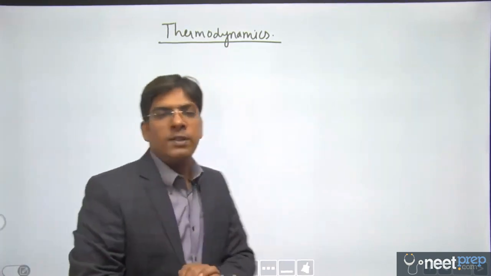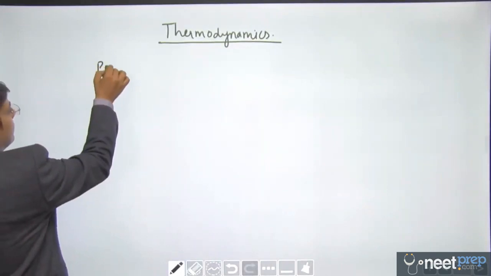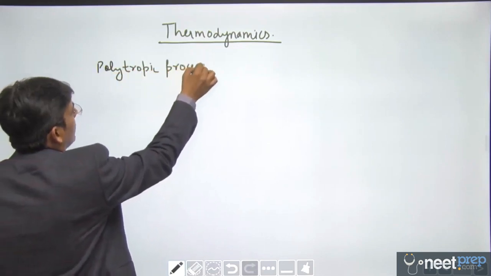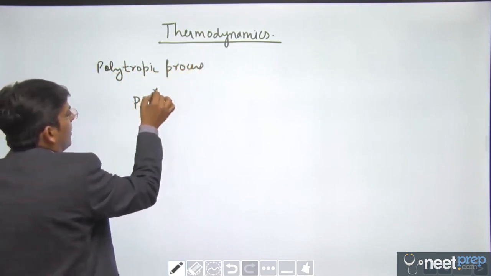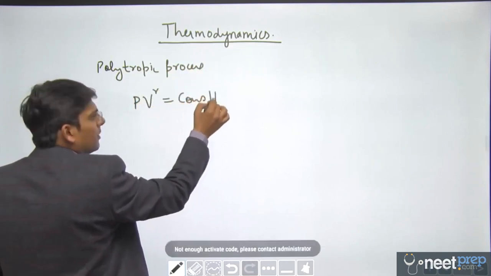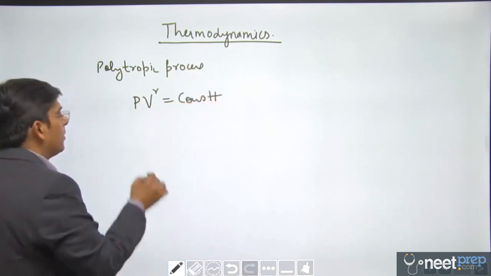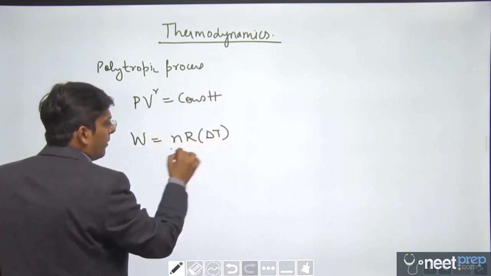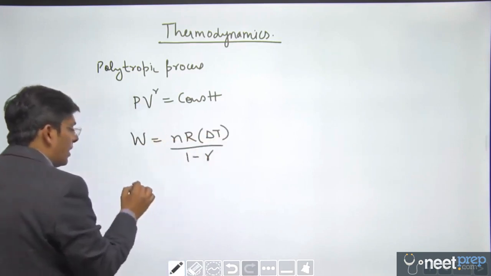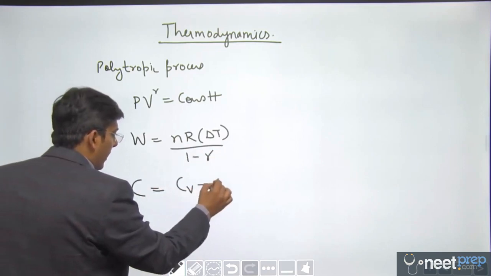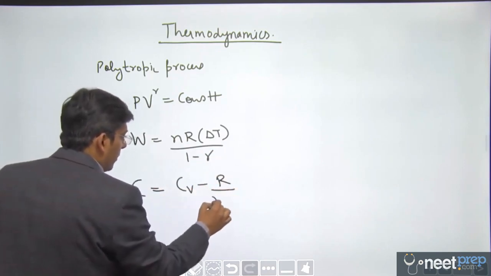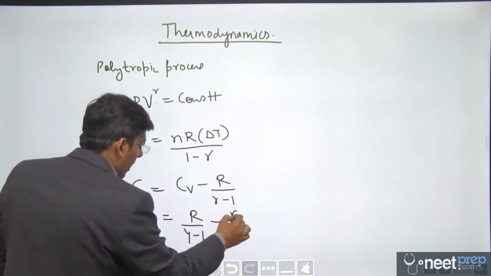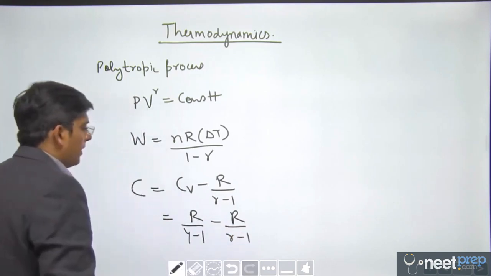Dear students, let us now discuss what is a polytropic process. Any process of the form in which PV raised to the power r is constant, where r is any number, is called a polytropic process, right? Work done in a polytropic process is given by nRΔT divided by 1 minus r, and the molar heat capacity for a polytropic process is Cv minus R by (r minus 1). This Cv is R by (gamma minus 1), right.